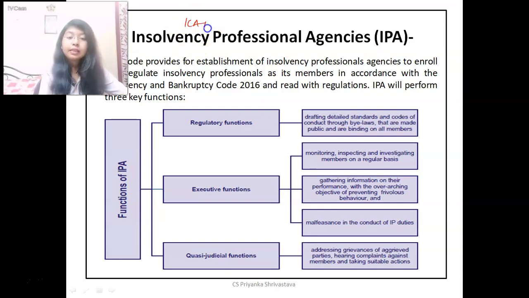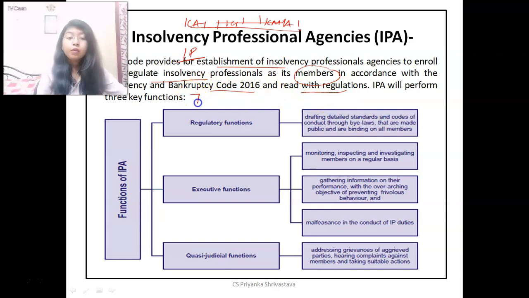Now the next is the Insolvency Professional Agency. They are like ICAI, ICSI, ICMAI. So we have these institutes which regulate us. Similarly, the Insolvency Professional Agency is a kind of institute which regulates the insolvency professionals. The code provides for the establishment of this Insolvency Professional Agency and to enroll insolvency professionals as its members and regulate them in accordance with IBC 2016 read with regulations.